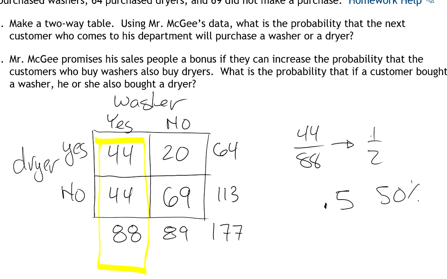So if they increase that, there's a couple ways they could increase that. They've got to convince more people to buy the dryers, or they could decrease the total number of people who bought washers. Anyways, if it's higher than 50%, they're getting a bonus. So, hey, if you want a washer, you definitely need a dryer. Look, it's a match set. You can't buy one without the other.